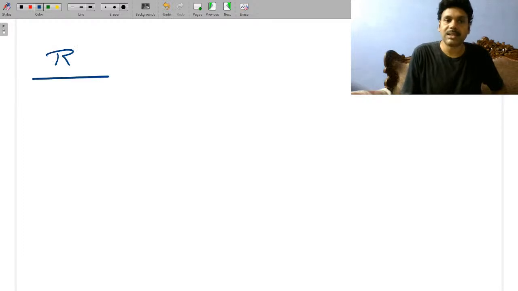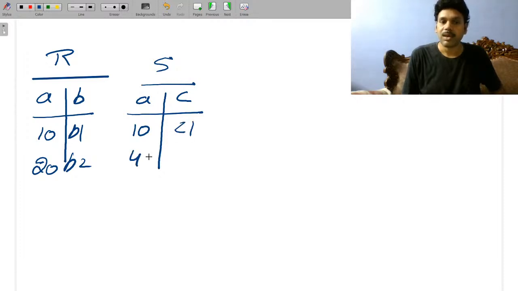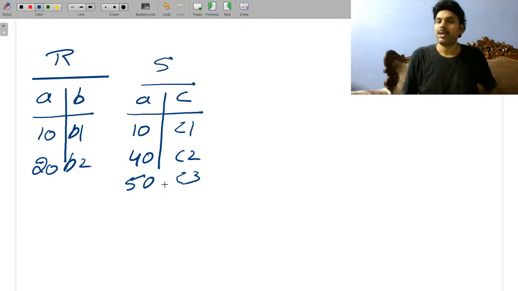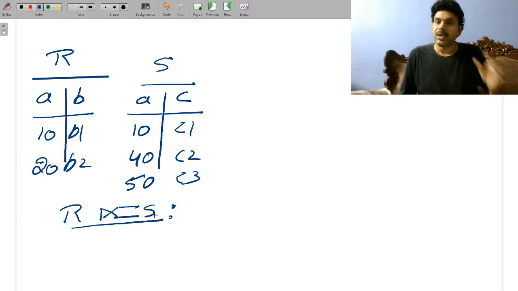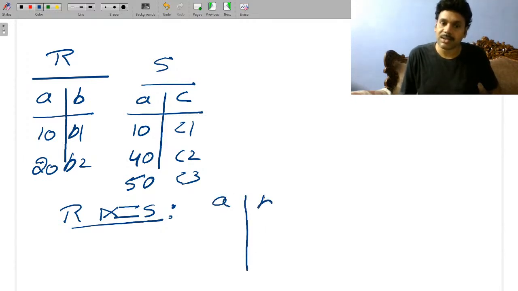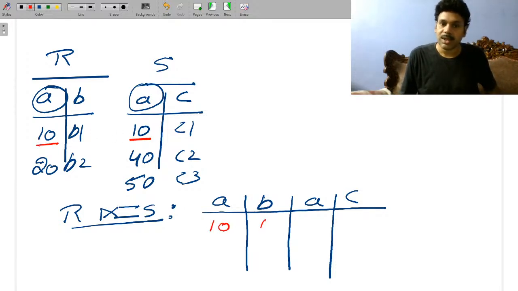Let me write one more example. There is an R which consists of A B and there is an S which consists of A and C. I say 10 B1, 20 B2, and 10 C1, 40 C2, 50 C3. So what is your answer? This time I am writing R right outer join S. Write all your 4 columns, that is A B and A C. Observe carefully. First you write the common data. What is the common data? A and A are the common columns. So this 10 can map with this 10, so 10 B1, 10 C1. This is R and this is S. And 20 cannot map with others.